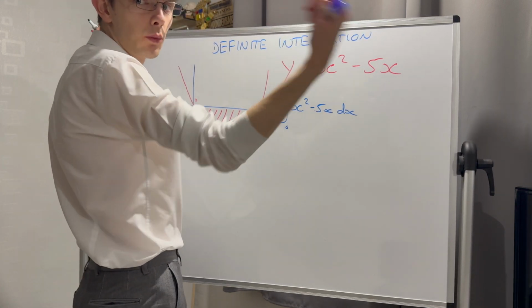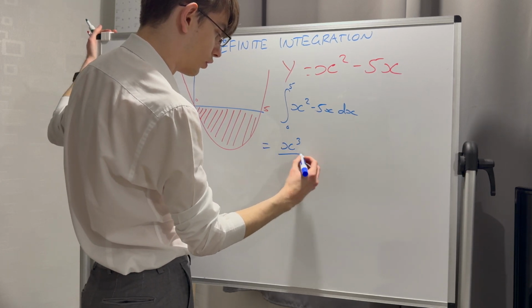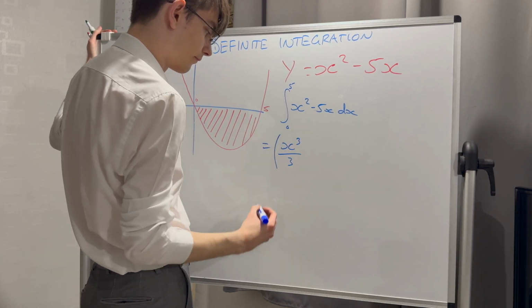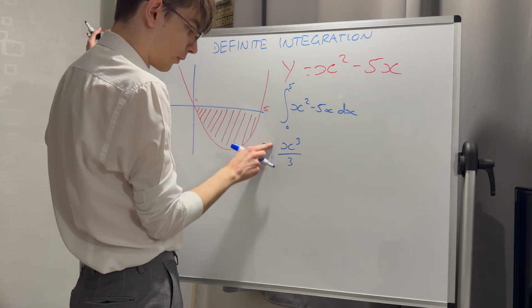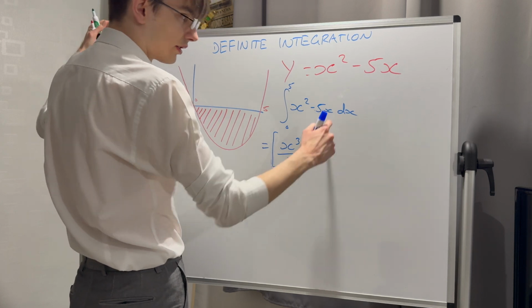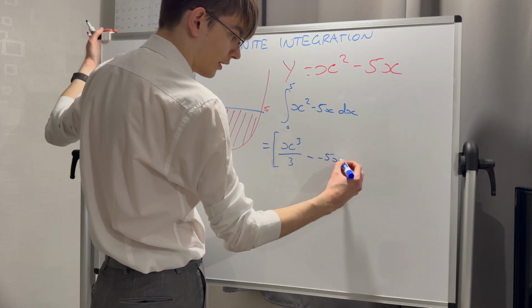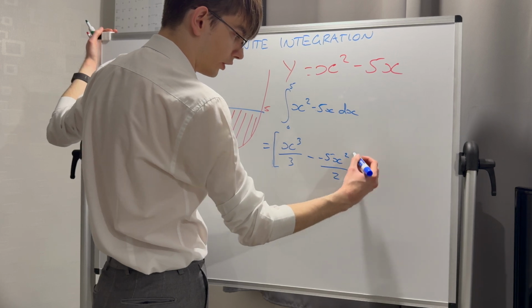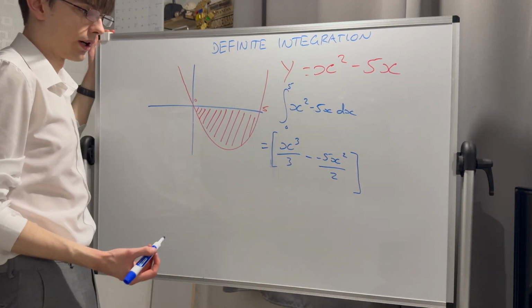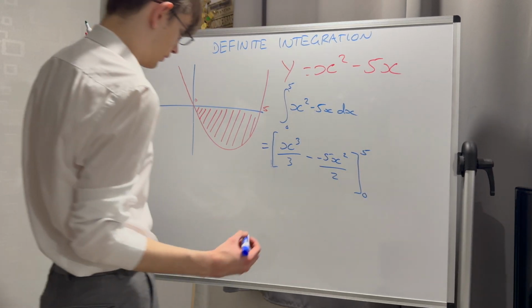X squared, add 1 to the power 3, divide by that power. I get x cubed over 3. I'll use my nice square brackets. X cubed over 3 minus, add 1 to the power, x squared minus 5x squared, divide by that power 2, minus 5x squared over 2. And that, again, is between 0 and 5.